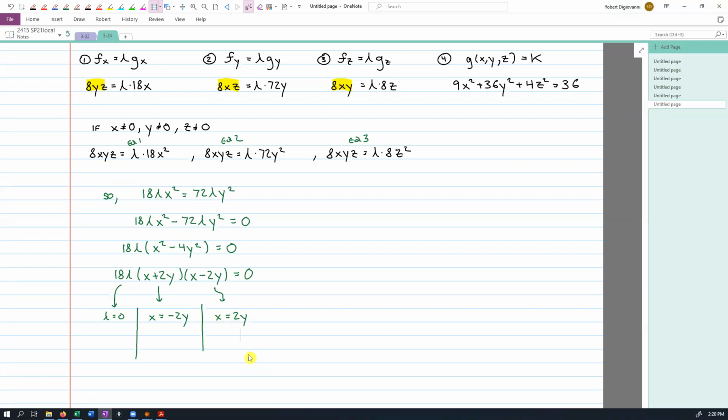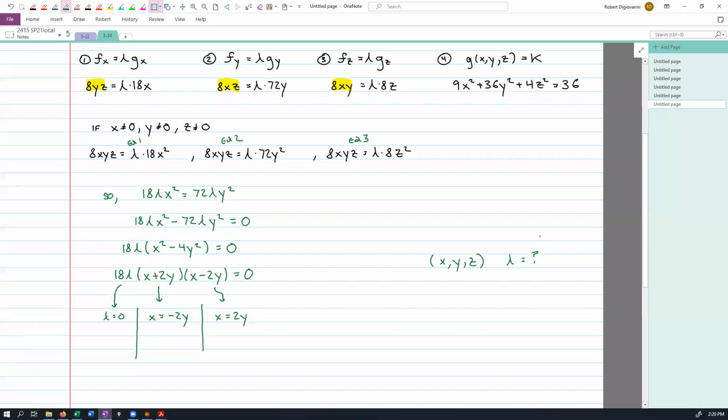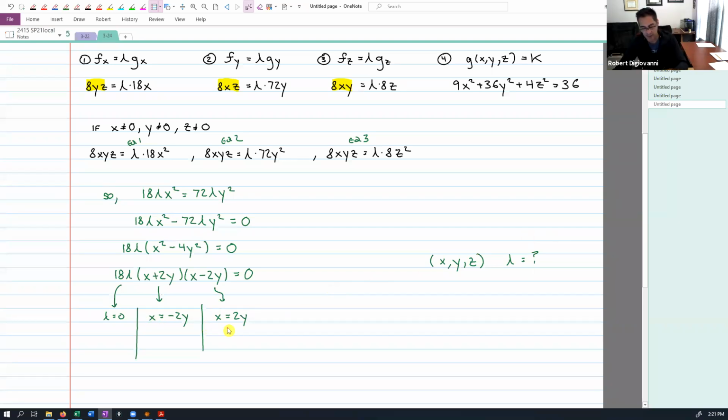Would you need to do a second equality where you get one for z? Yeah, so that you can plug it back in. Yeah, the question is: is this enough for us to be able to figure out an x, a y, a z, and then a lambda, right? That's what we need to figure out. So is this enough for us to get x, y, and z? Don't know at this point.